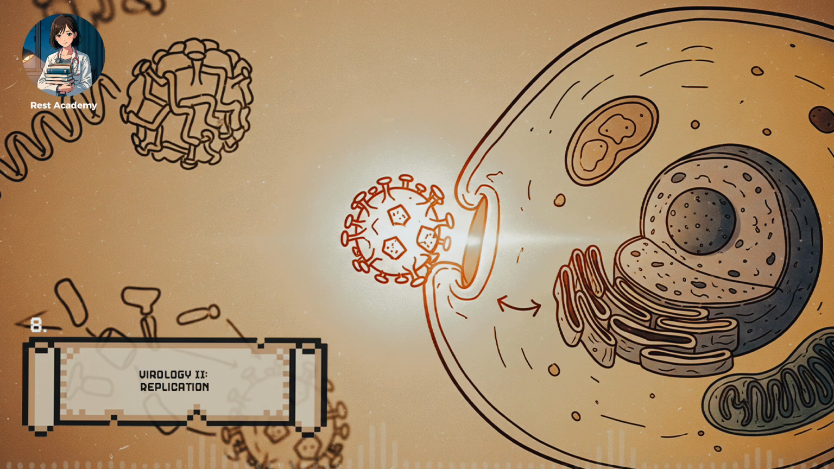Now separate two tempos of infection. A lytic infection is productive and brief: rapid replication, assembly, and release, culminating in cell death or shedding. A latent infection is quiet. The viral genome persists with limited expression, often as an episome in the nucleus or integrated into host DNA, while production is minimal or absent.